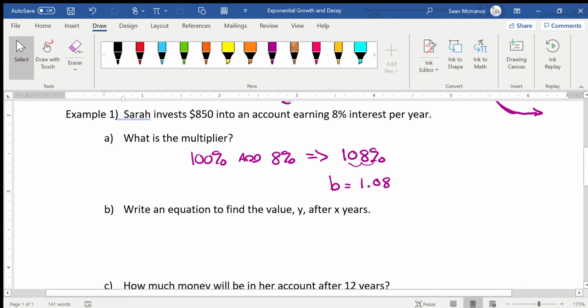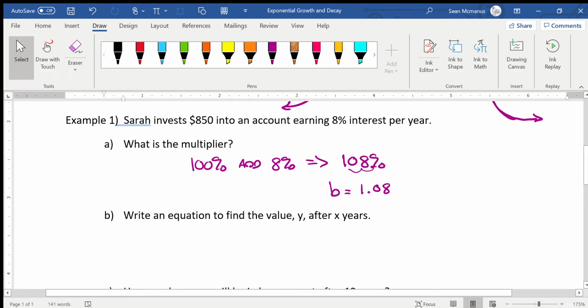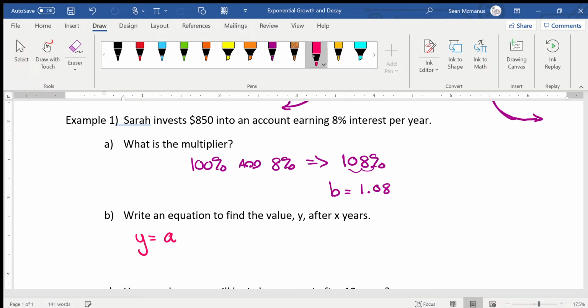Write an equation to find the value y after x years. So I know my equation generally is going to be y equals a times b to the x. The b I determined already in the last step was 1.08. And up here in my initial problem, it tells me how much she's starting with. So my equation is going to be y equals 850 times 1.08 to the x power.